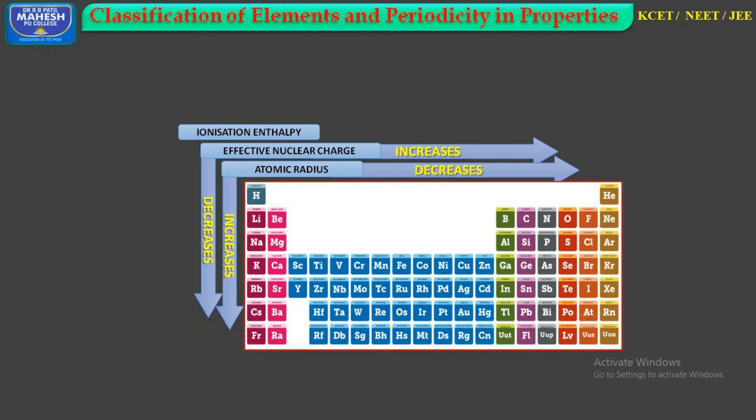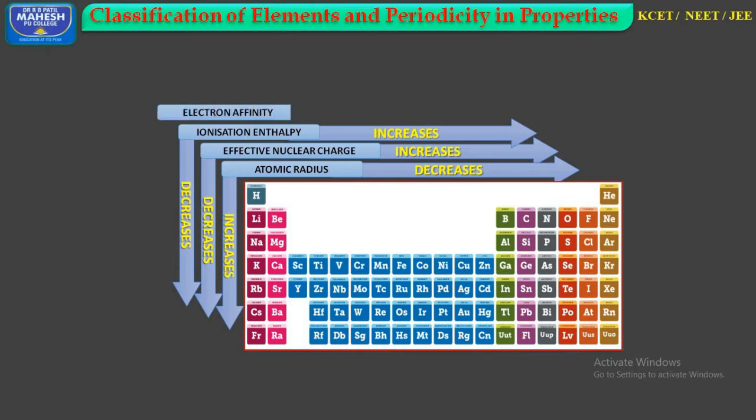Ionization enthalpy across the period increases due to small size and effective nuclear charge getting increased, so removal of electrons becomes difficult. The energy required would be relatively higher across the period, whereas down the group, students, as size is increasing, effective nuclear charge decreases, so ionization enthalpy value decreases.